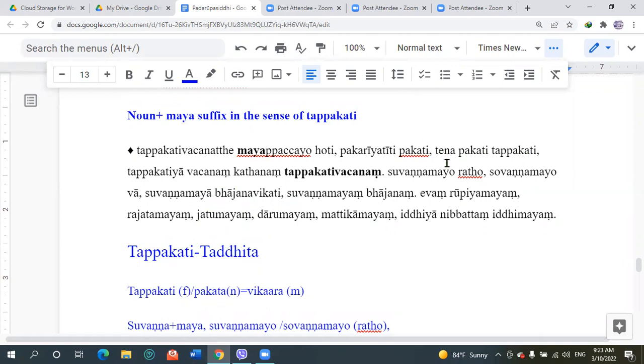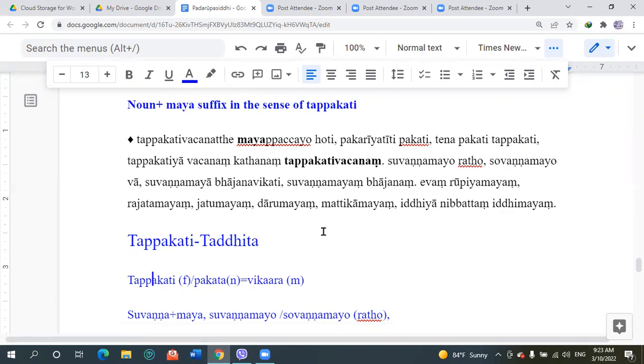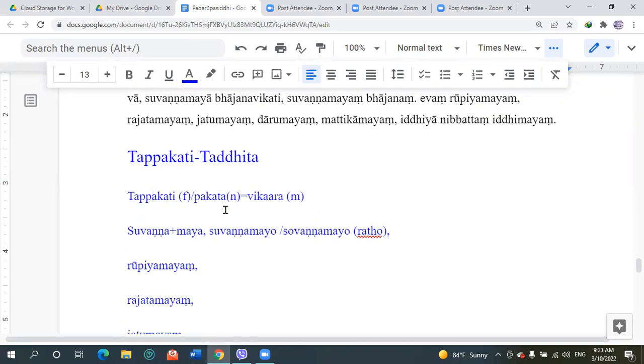Tena, for example, here, gold. Pakati means something that is made. That is made like this. So that's why Tapakati and vikara are the same. So we can say Tapakata, Tapakati, Tapakara, and vikara, the same change.